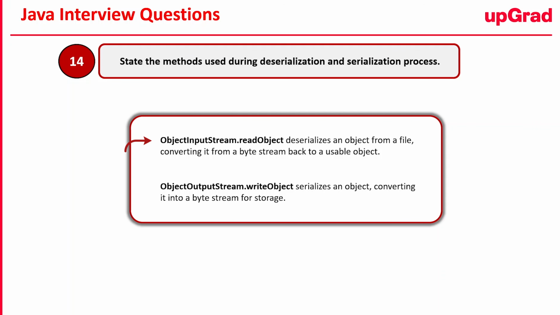ObjectInputStream.readObject. This method reads from a file and deserializes the object, converting it from its byte stream back into a usable object in Java. Second is ObjectOutputStream.writeObject. This method serializes an object and writes it to a file, converting the object into a byte stream for storage. So these methods are crucial for saving and retrieving object states in Java.